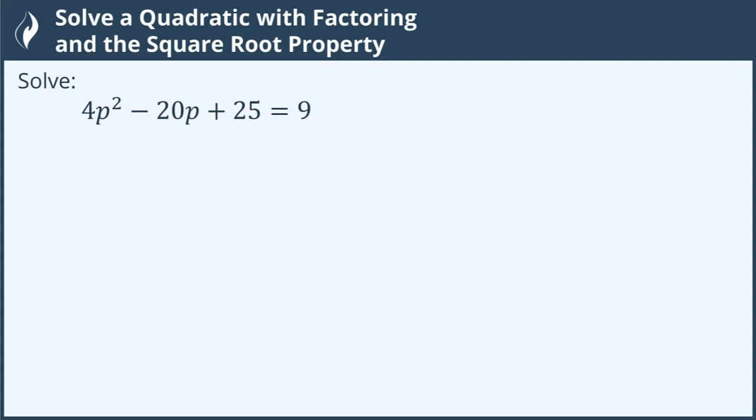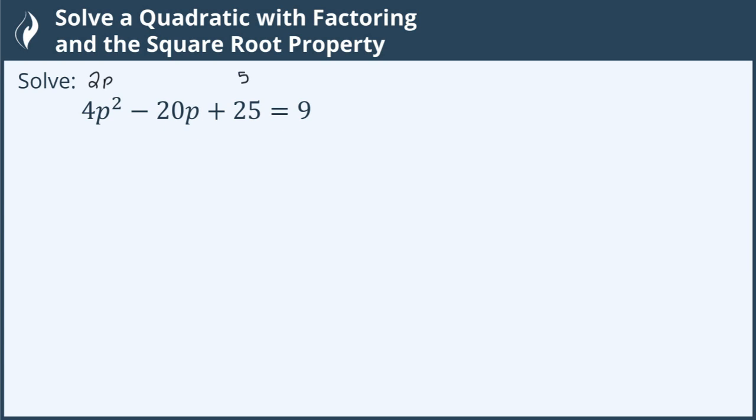Okay, so I'm looking at this quadratic equation, and I see that it is a perfect square trinomial. Now, how do I know that? I know that because I look at the first term, 4p squared. If I take the square root of that, I will get a perfect square. So that'll give me 2p. And if I look at the last term, it also is a perfect square, so it's 5.